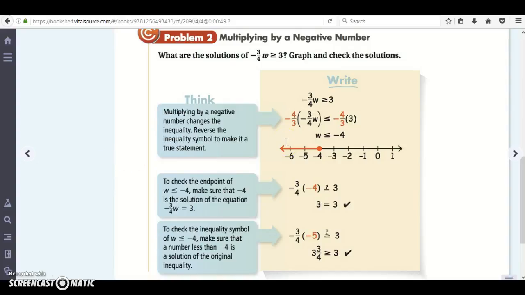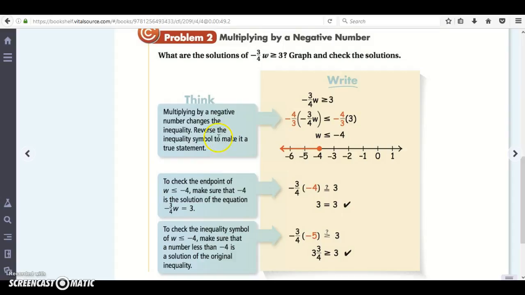Okay, let's take a look at problem 2, multiplying by a negative number. It says, what are the solutions of negative 3/4 W is greater than or equal to 3? Graph and check solutions. So I have negative 3/4 W is greater than or equal to 3. And just like we did before, we want to do the opposite.